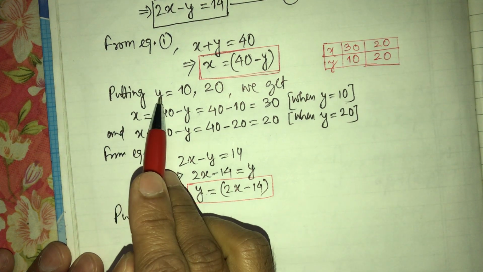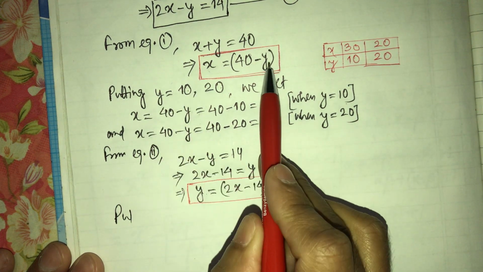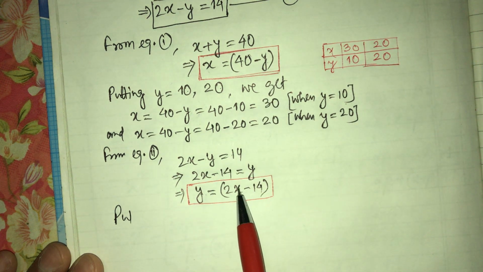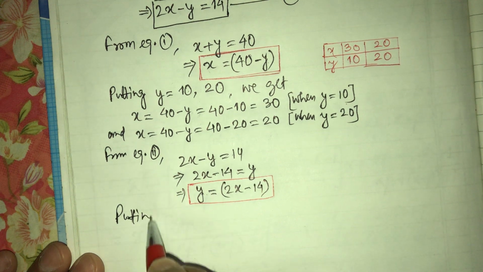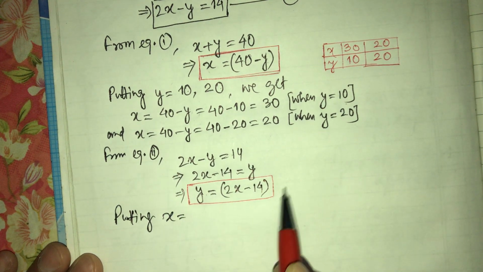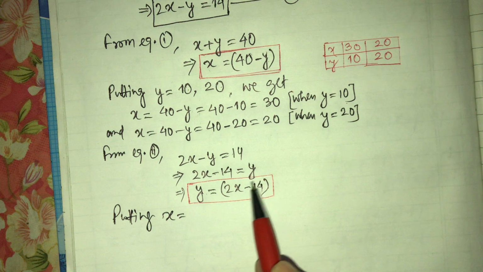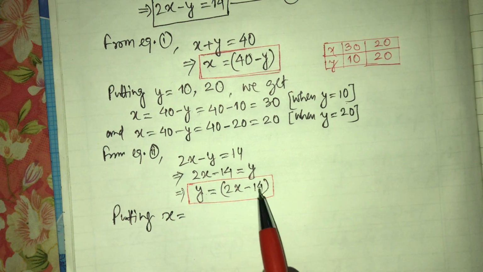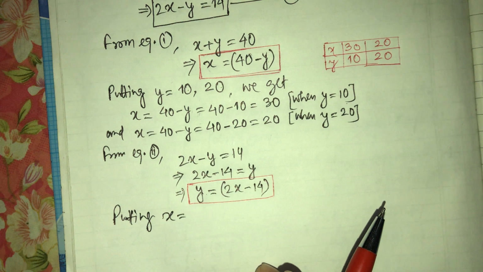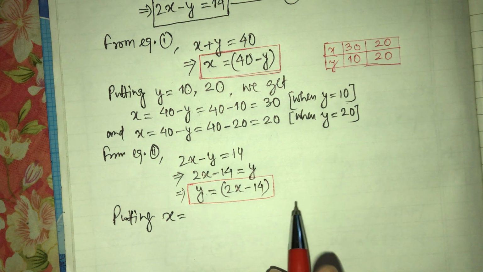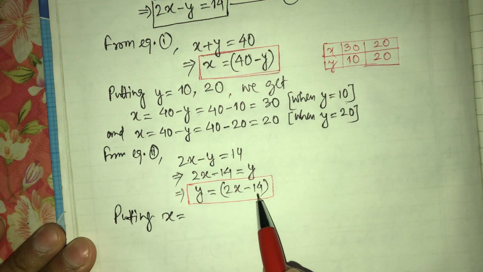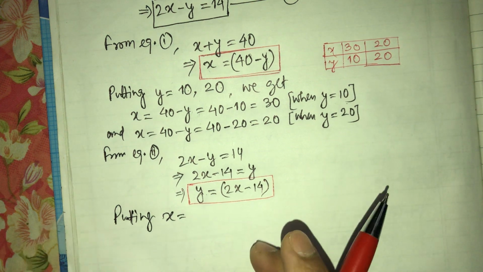Earlier I assumed y here. Why? Because y was on the right hand side. This time I have x on the right hand side, so I will assume x. Putting x equal to... now here this is not in terms of 10, no tens, it is 14 only. So we can take any values here. All right. Let's go for that.